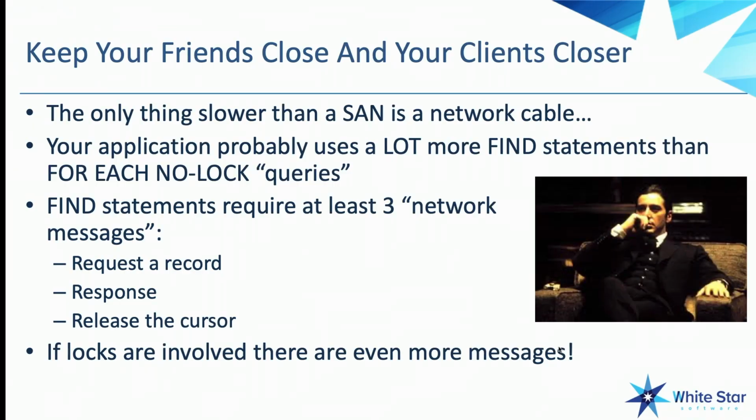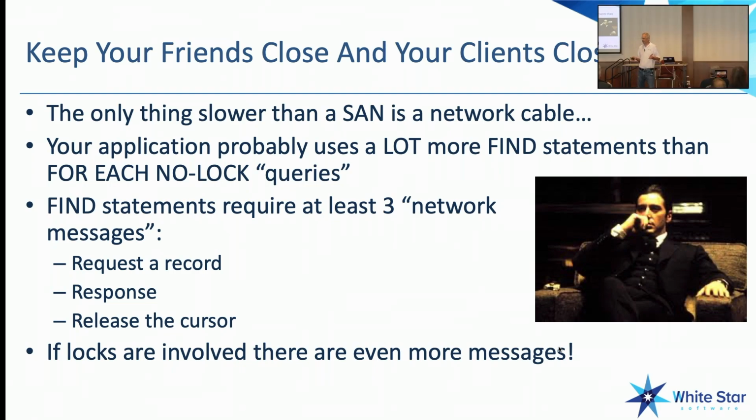The only thing that is slower than a SAN, you might think that a SAN is the slowest thing imaginable, but there is actually something slower. It's called a network cable. And your application probably uses a lot of find statements. Do we have anybody here whose application does not use any find statements? Good, because I would have to wonder about that. You use a lot more find statements than you do the for each no-lock queries. Progress has done a ton of work on improving query performance. For each no-lock has become orders of magnitude faster than it used to be.